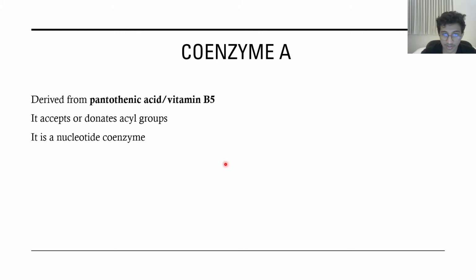Now, the fourth coenzyme is coenzyme A. It's derived from pantothenic acid, which is also known as vitamin B5. It accepts or donates acyl groups. In this case, it's an acetyl group, and it is also, just like FAD and NAD+, a nucleotide enzyme.